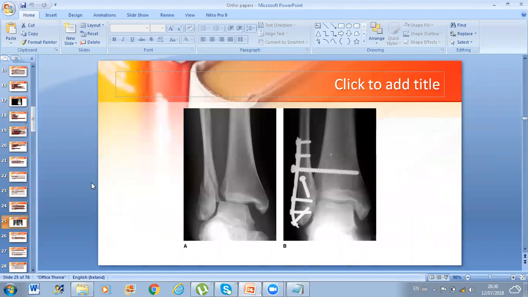Actually, here I'm talking about syndesmosis. How many screws will you fix with syndesmosis? Anyone has an idea? 1, 2, or 3? Sir, a single cortex screw. One cortex. How many cortices? Sir, three cortices. Why not 4? Because when there is dorsiflexion of the ankle, it will cut through.